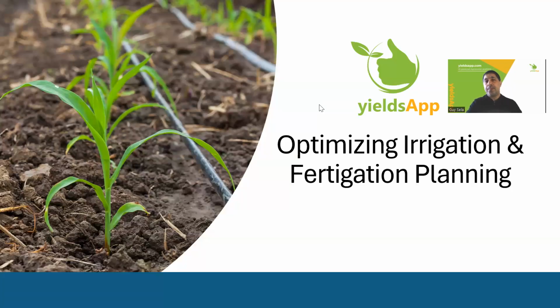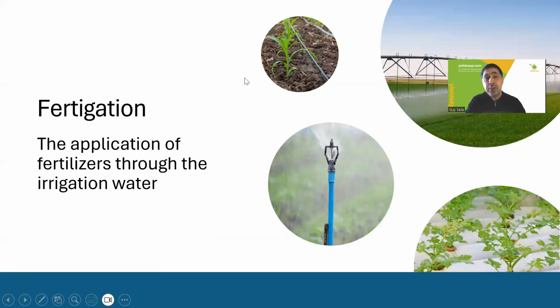Okay, so let's start. As I mentioned, we'll start with a really brief overview of fertigation and irrigation practices. So we'll start with fertigation. Fertigation basically is the application of fertilizers through the irrigation water, right? That's what it means. It's the combination of the two words, fertilization and irrigation.